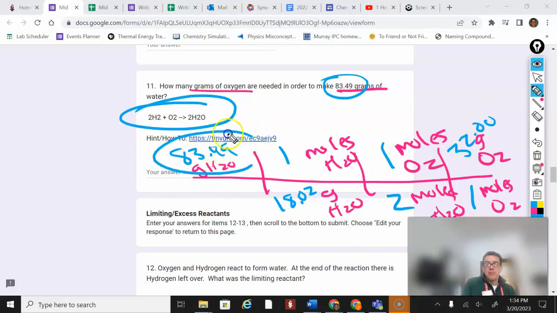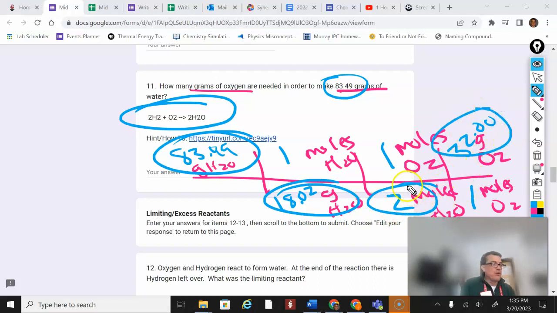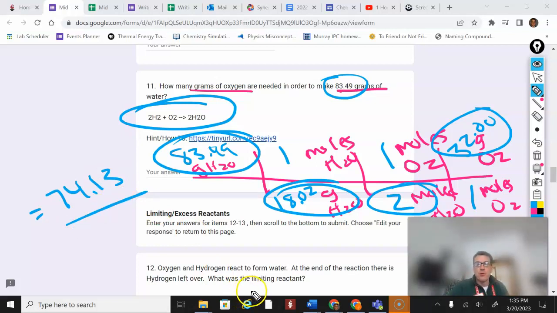Once we got that set up, start with that in the calculator, divide by 18.02 since it's on the bottom, divide by 2 since it's on the bottom, multiply by 32 since it's on the top, and that should get us an answer around 74.13. So again, that's a gram-gram question. Got to go grams, moles, moles, grams to get that.